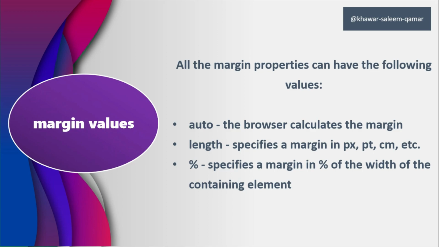The values which we can provide for the margin properties are of these three types. With auto, the browser automatically calculates the margin for your element. With length, we specify the margin in the following units. We haven't learned about these units yet; we are going to learn about them in upcoming videos. The third type is the percentage. It gives the margin to an element according to the percentage of the element's width.